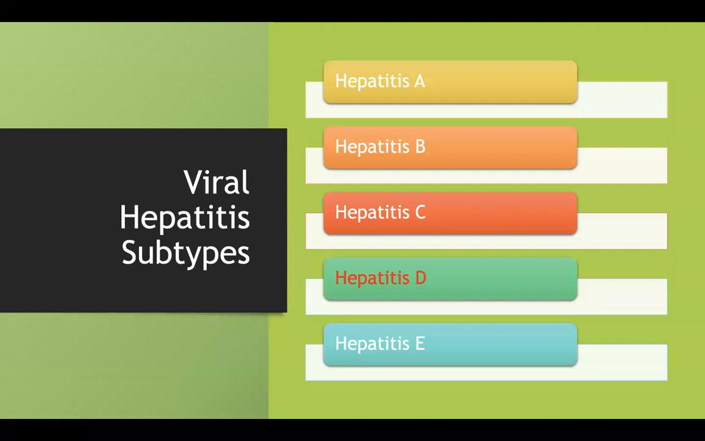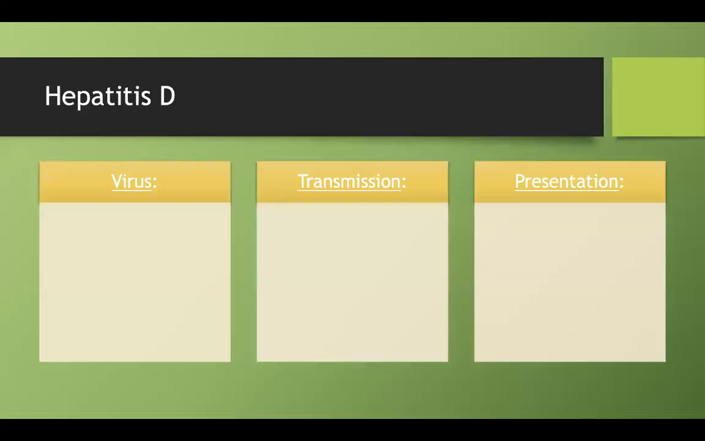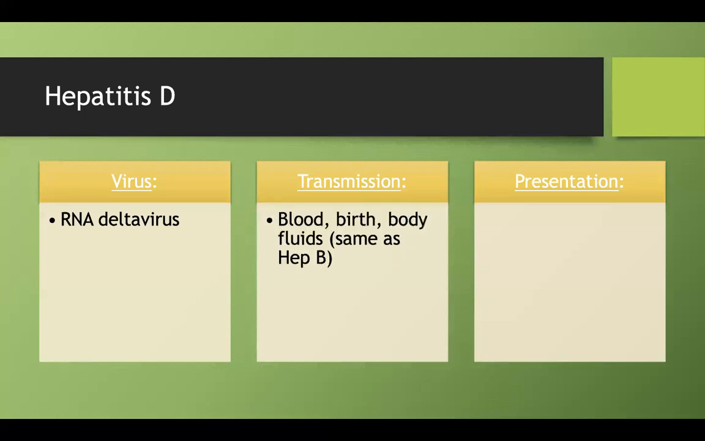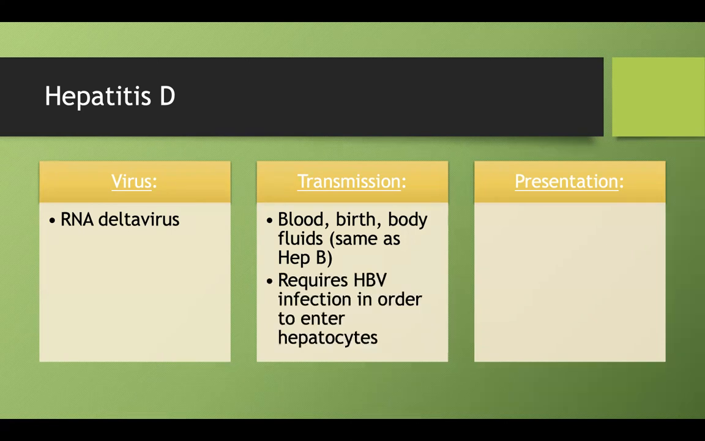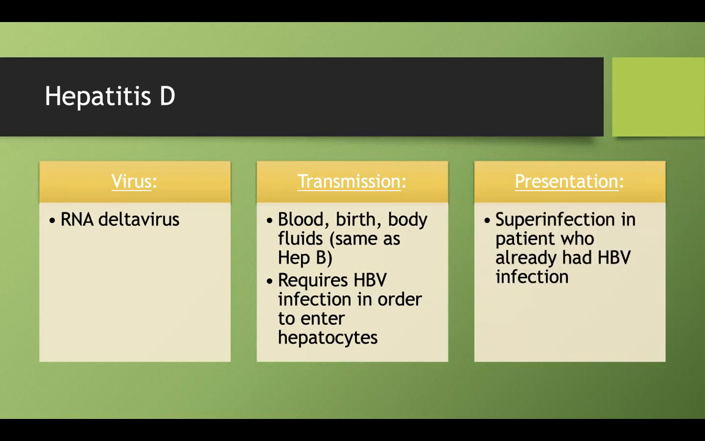Let's finish it off. I guarantee you Hep B and C were the most high yield, and that's why I spent so much time with it. We're going to now talk about hepatitis D. So hepatitis D is caused by an RNA delta virus, and it has the same transmissible risk factors as hepatitis B, so our 3 Bs of birth, blood products, and bodily fluids. But in contrast to hepatitis B, hepatitis D actually needs an active HBV infection in order to enter the hepatocytes. And so this will present as somebody who already had hepatitis B and now presents with a super infection. That's concerning for a new hepatitis D infection.